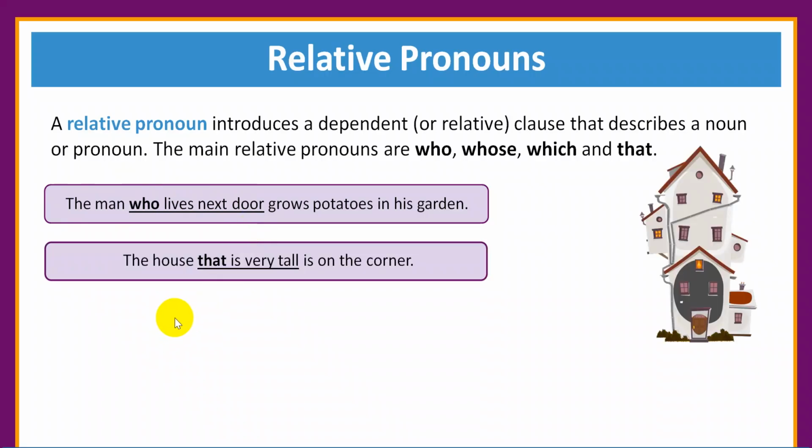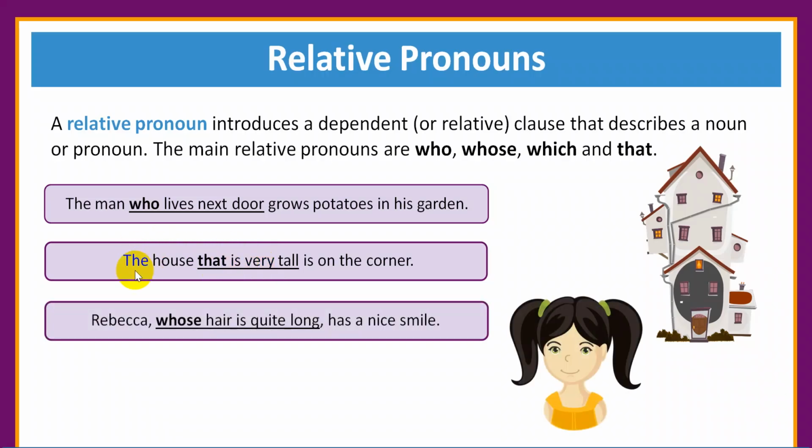Another example, the house that's very tall is on the corner. So the house that is very tall, this clause refers back to what? What is the thing that is very tall? The house. So that is a relative pronoun, and that's very tall is a relative clause. It refers back to the noun, the house.